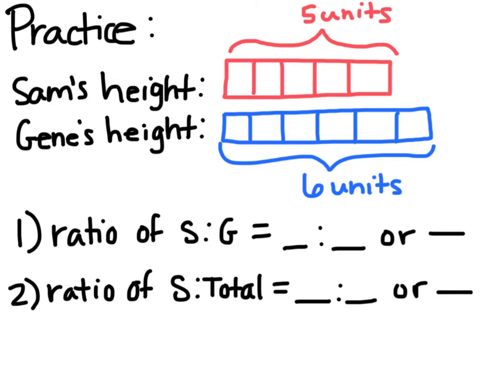Here are two practice problems for you. Our picture shows us that Sam's height is 5 units and Jean's height is 6 units. Question 1 asks you to write the ratio of Sam's height to Jean's height, first in ratio form and then in fraction form. Question 2 asks you to write the ratio of Sam's height to the total height of both boys, first in ratio form and then in fraction form. Press pause while you work, and we'll come back to a new idea when you're finished.